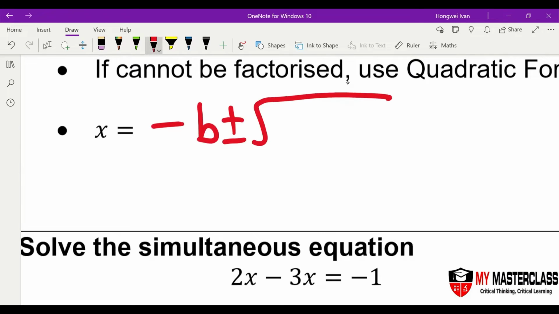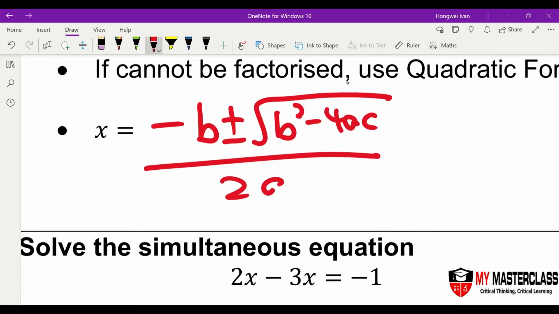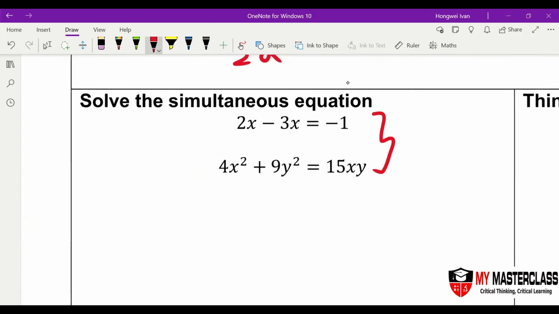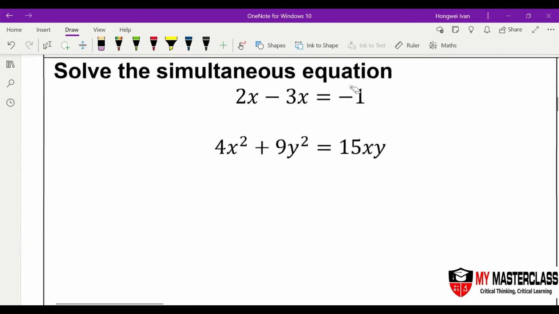Plus minus square root, over 2a. Write it a few times, you will remember it already. Why only use substitution? Because you cannot eliminate when there's a quadratic. If you have an x squared and x squared in the first equation, can you do elimination for this? The second one can be eliminated. But you cannot times by a variable, you can only multiply by a constant.